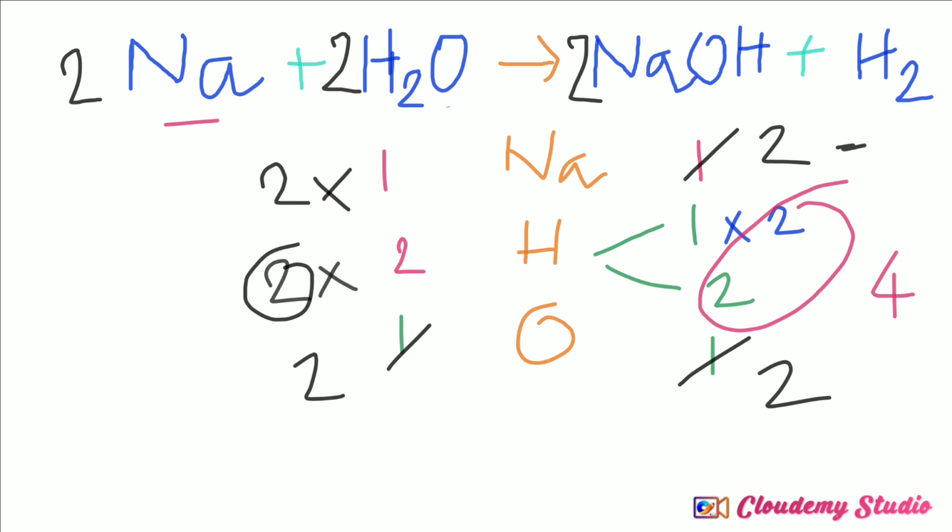So now all the atoms when we check: oxygen on both the sides 2 atoms, hydrogen on both the sides 4 atoms, sodium on both the sides 2 atoms. So all the atoms of the elements on the reactant side and the product side are equal. Therefore, now the equation is balanced. So the balanced chemical equation for the reaction is 2 moles of sodium plus 2 moles of water gives 2 moles of sodium hydroxide and 1 mole of hydrogen.